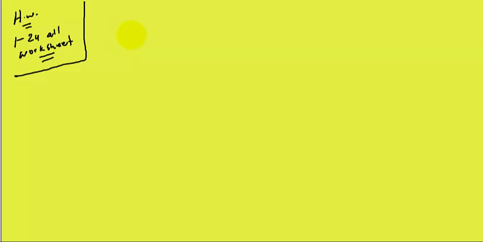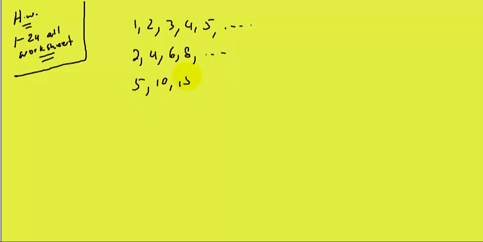Alright, we're going to talk about arithmetic and geometric sequences. Okay, what's an arithmetic sequence? For example, if you have 1, 2, 3, 4, 5, that's an arithmetic sequence. You can have 2, 4, 6, 8. It's an arithmetic sequence. Why? Because I'm adding a number to get the next one. Let's say you have 5, 10, 15, 20, and so on and so forth.